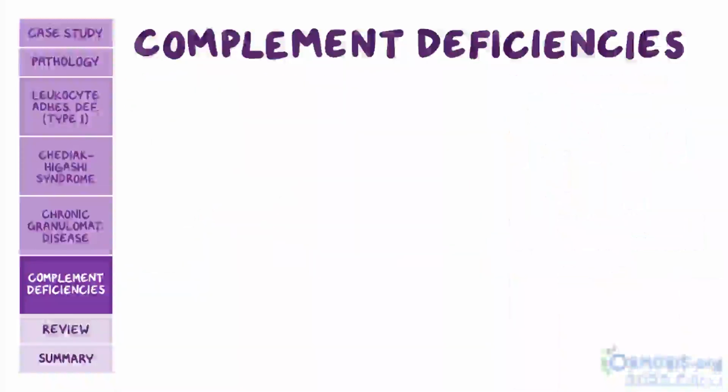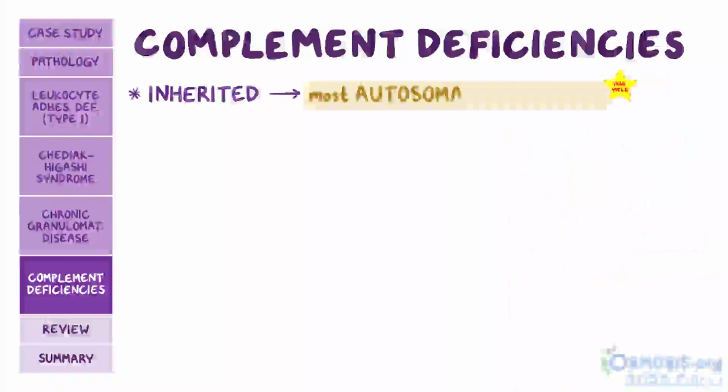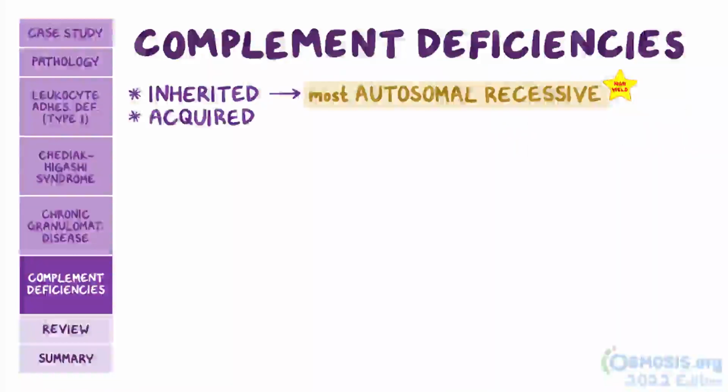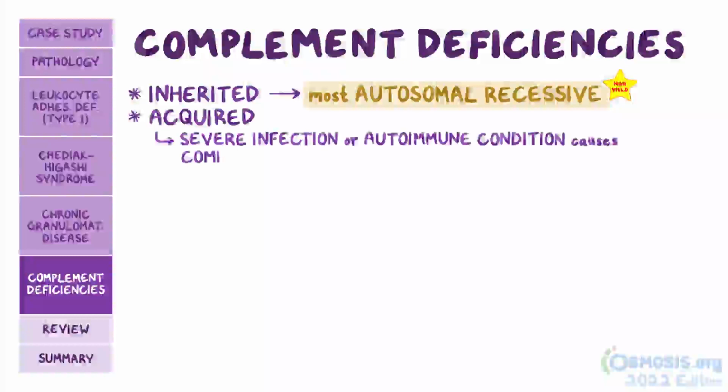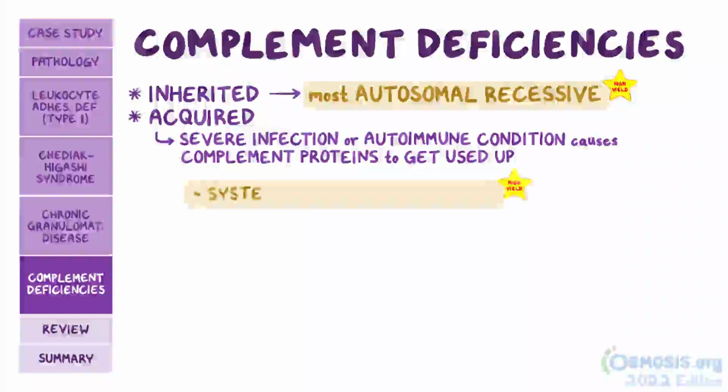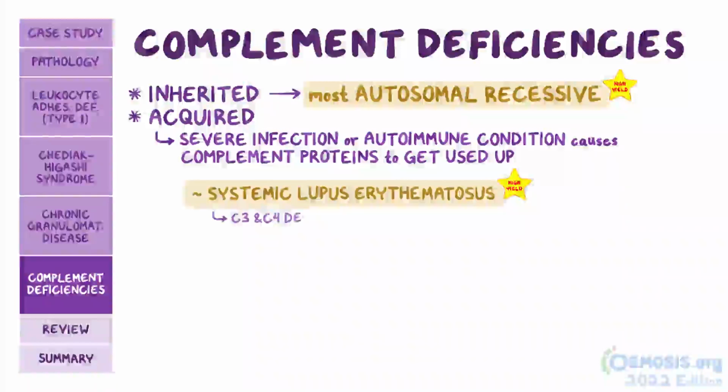Now, many cases of complement deficiency are inherited, and most are autosomal recessive. However, remember that it's also possible to develop an acquired complement deficiency. For example, when a severe infection or autoimmune condition causes complement proteins to get used up. For your exams, a high-yield example is systemic lupus erythematosus, which causes both C3 and C4 protein deficiency.